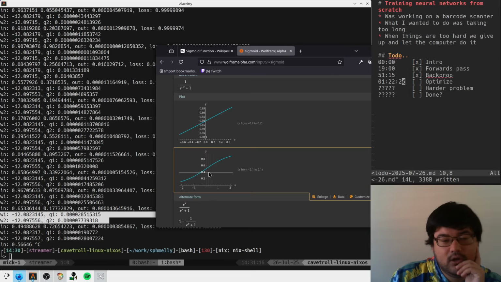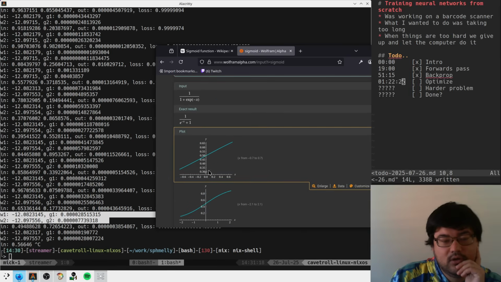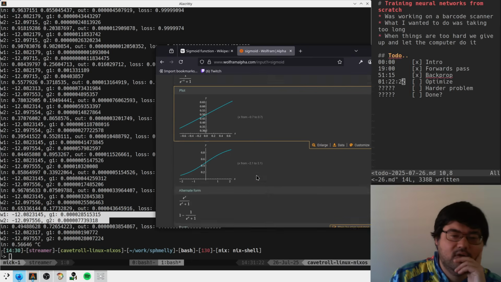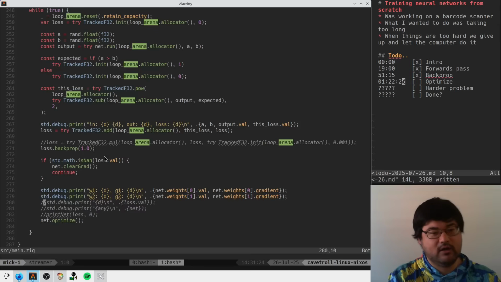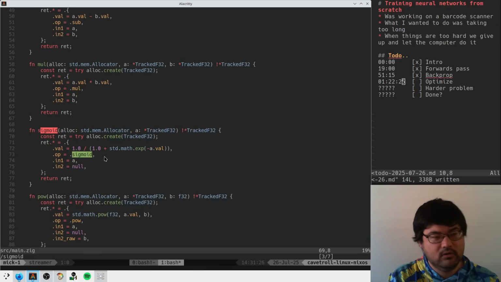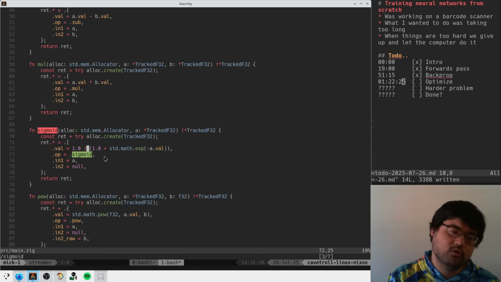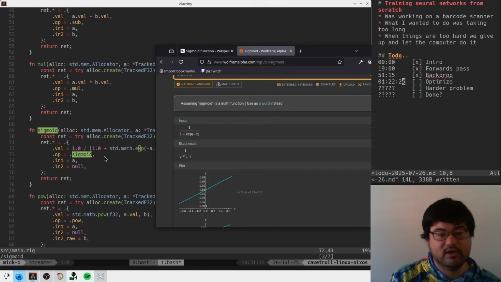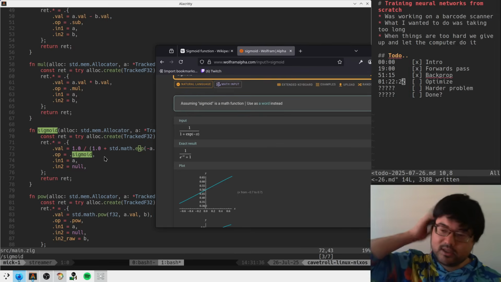No, sigmoid does end up in 0 to 1. I guess we should double check that we're calculating sigmoid correctly. But I'm pretty sure it's 1 over 1 plus exponential of negative input. Yeah, that seems right.